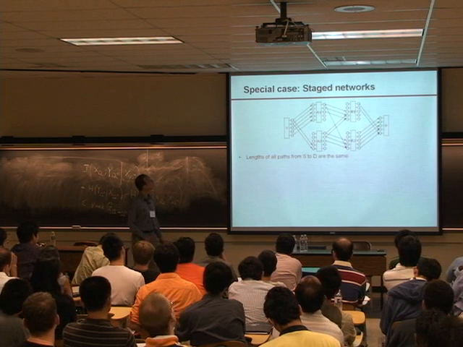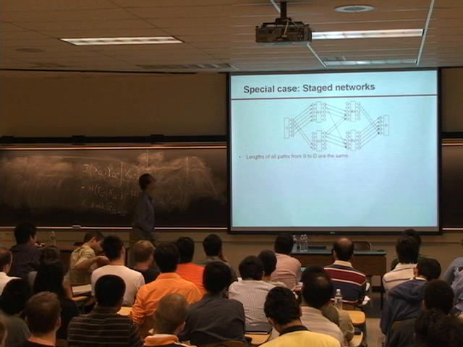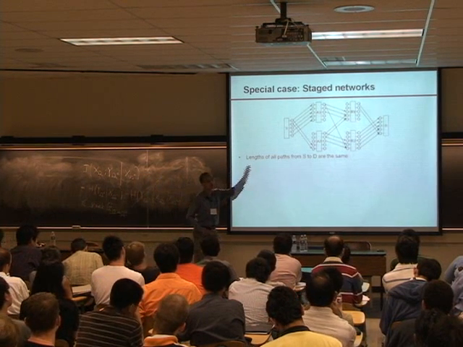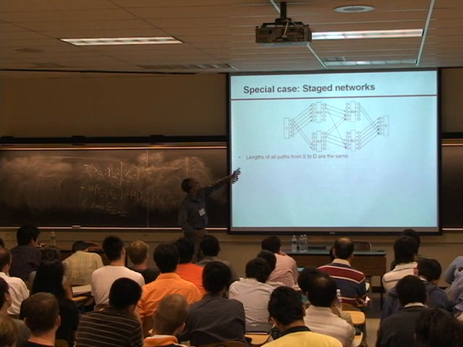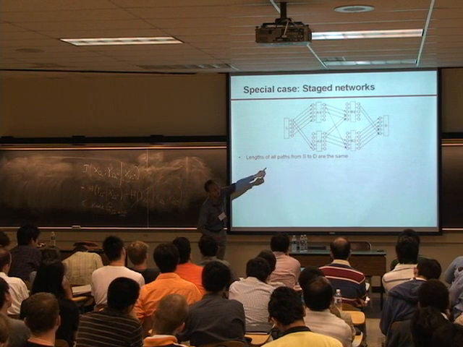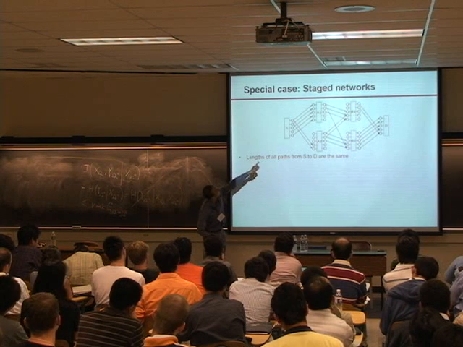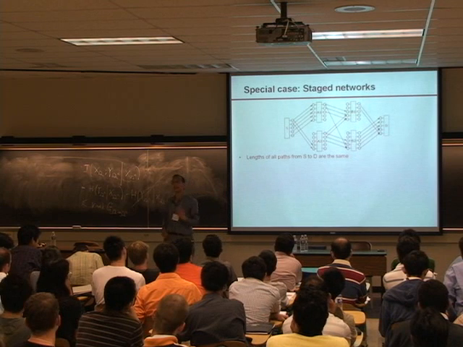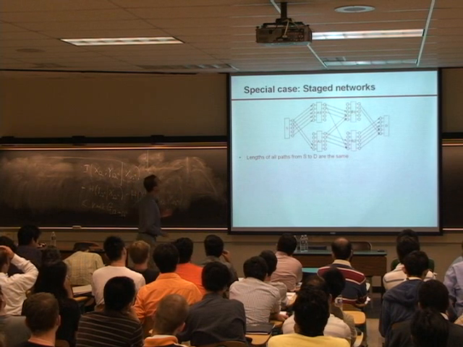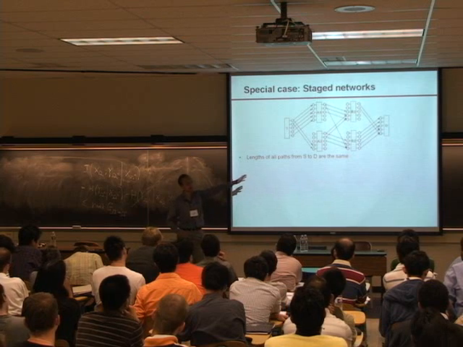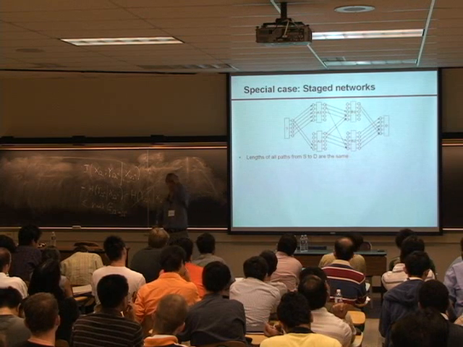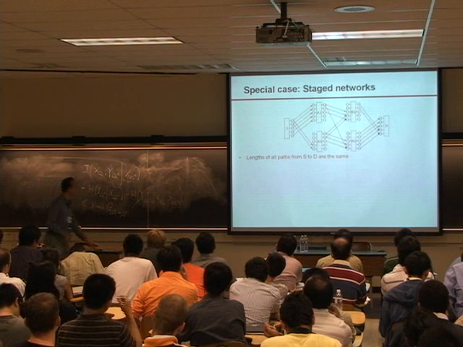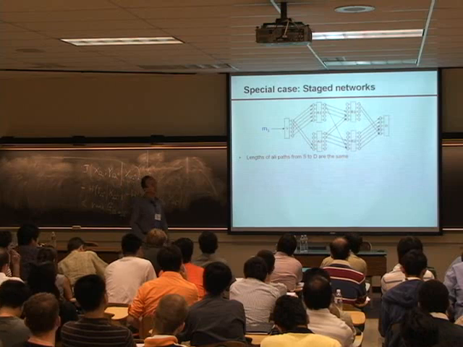And in fact, the general property that we want is the following. We want the length of all paths from source to destination to be the same. Okay? That means if you look at all the possible paths from the source to the destination, they're all the same. In this example, 1, 2, 3, all paths are length 3 paths. And that implies that the length of all paths from source to any node, in fact, is the same. That's just equivalent, of course. Okay, and this is the definition of a staged network.